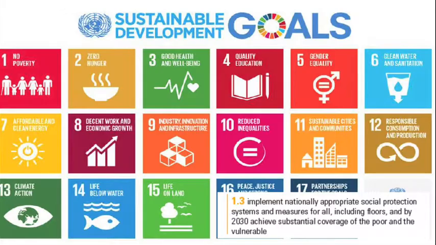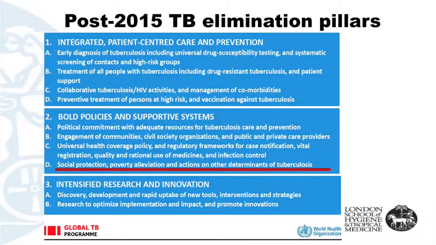The intersection between TB elimination and the Sustainable Development Goals is also in terms of strategies. In objective number 1, the SDGs propose the roll out and increased coverage of social protection in order to reduce extreme poverty and alleviate poverty among the most vulnerable groups. And this is also a key element of the TB elimination strategies, which for the first time include social protection and poverty alleviation among the key actions and bold policies to implement in order to tackle the social determinants of TB and enhance TB elimination by 2035.